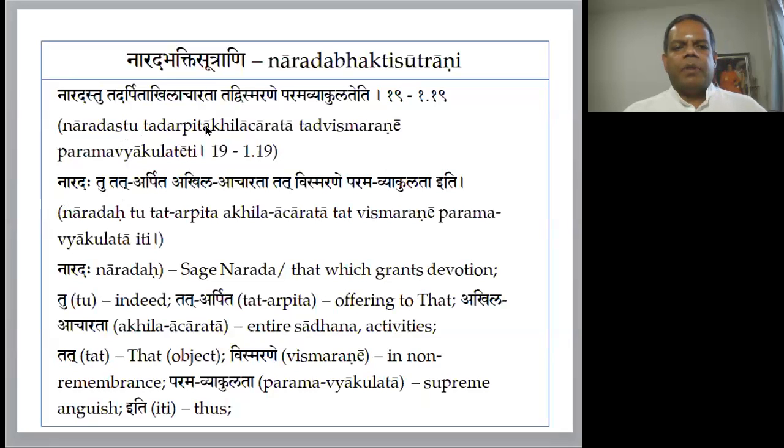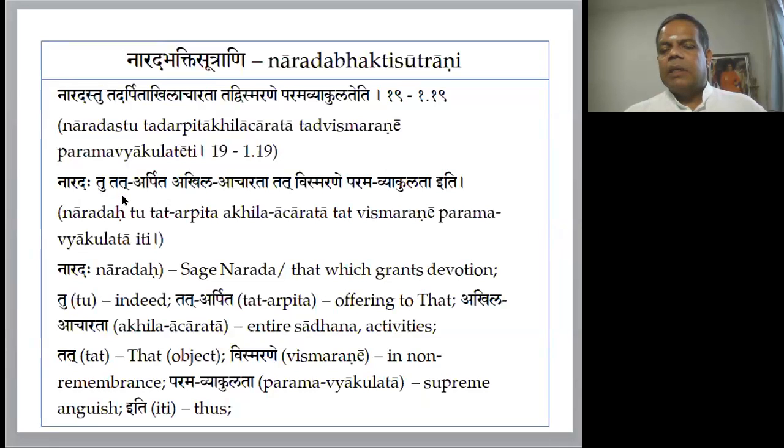The next word is made of actually two compound words, two samasas. The first one is Tat Arpita. Even though there are two compound words, the first compound word is comprised of two words, Tat and Arpita, Tadarpita. You can even say it's actually two distinct words. Even then the meaning would be fine, but technically it can be either. So I have just left it as a compound word.